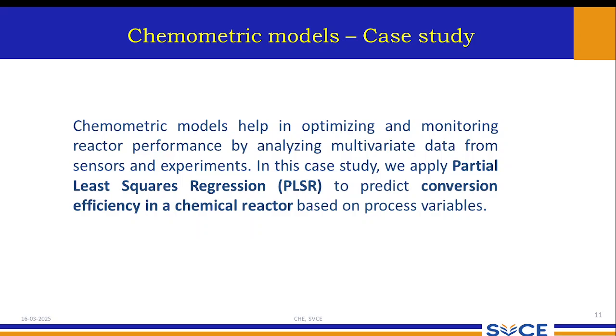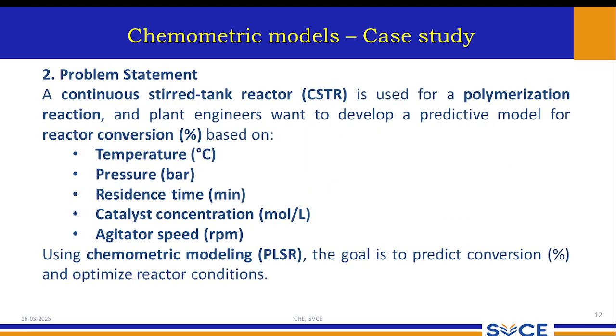So in the last case, we have seen the polymerization reaction carried out and tried to find the efficiency by changing the variables, right? Similarly, we are going to see over here. So what is the problem statement here? Let's assume a continuous CSTR, continuous stirred tank reactor, used for a polymerization reaction, and the independent variables are temperature, pressure, residence time, catalyst concentration and agitator speed, and their corresponding units have been given.